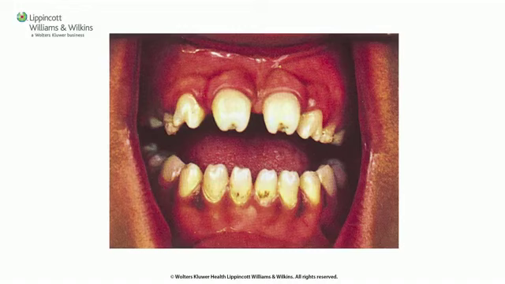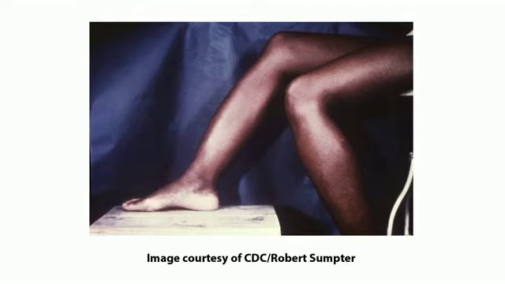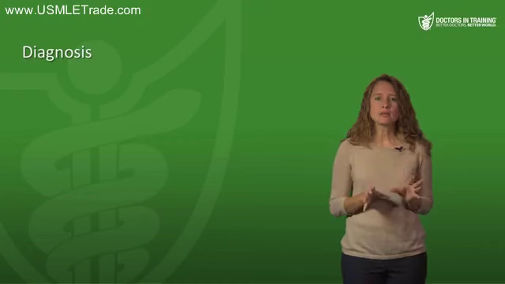This image shows another result of congenital syphilis, which is Hutchinson teeth. These are notched, widely spaced teeth like you see here. Another late sign is saber shins. This is where you have an anterior bowing of the tibia. Some of these complications can be averted with early treatment, while others can't be. Now let's talk about diagnosis.